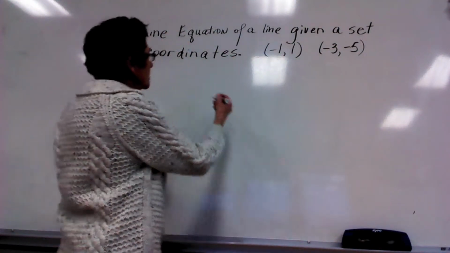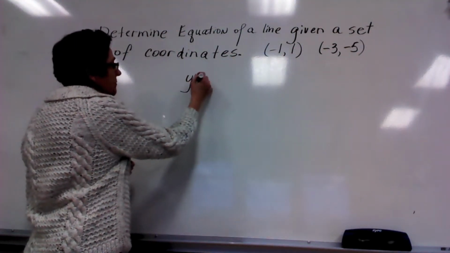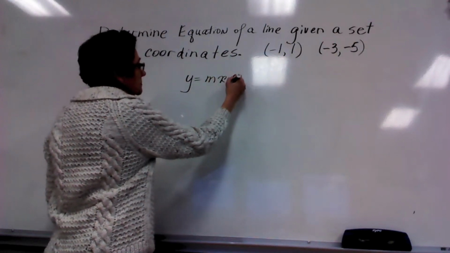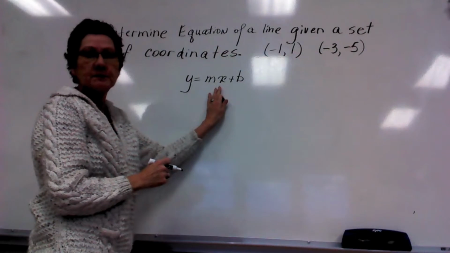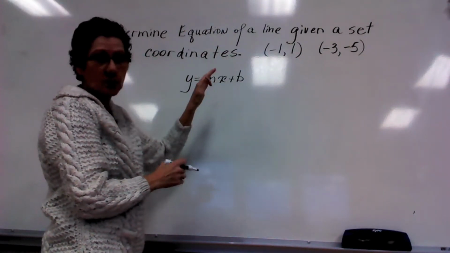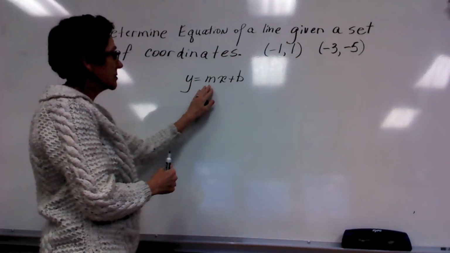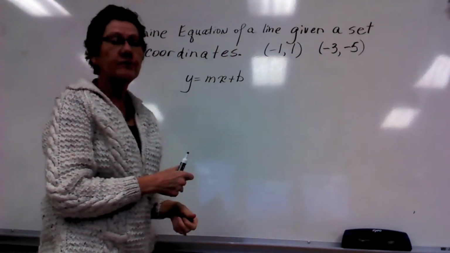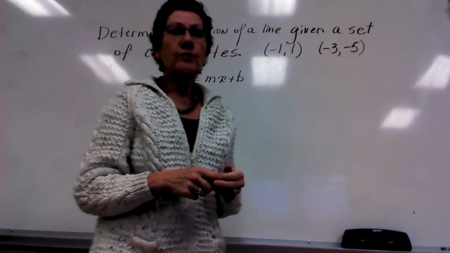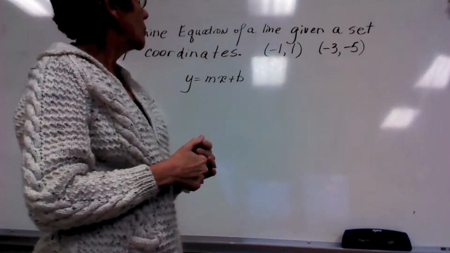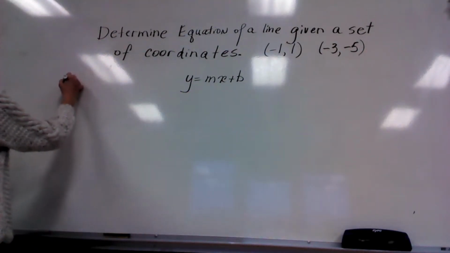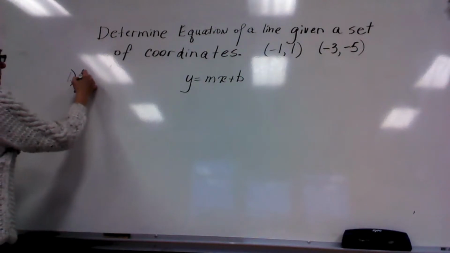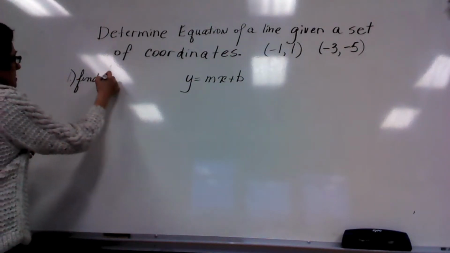And we're going to use the slope y-intercept form of the line, where y equals mx, or slope times x, plus b, called slope y-intercept because we've got a slope and a y-intercept form. We've already covered how to find slope, so we'll start with that. That's always step one. Step one, find slope.